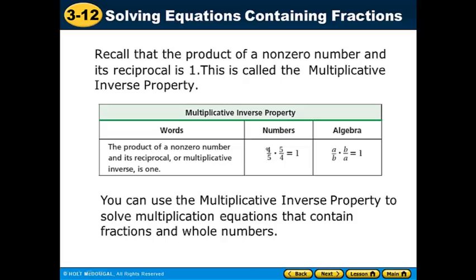Okay, so if I have 4/5 times and then I flip it around, remember the reciprocal, I flip it and I multiply them, my answer will be 1. Why? Because 5 and 5 cancel, 4 and 4 cancel each other out, and we're left with 1.